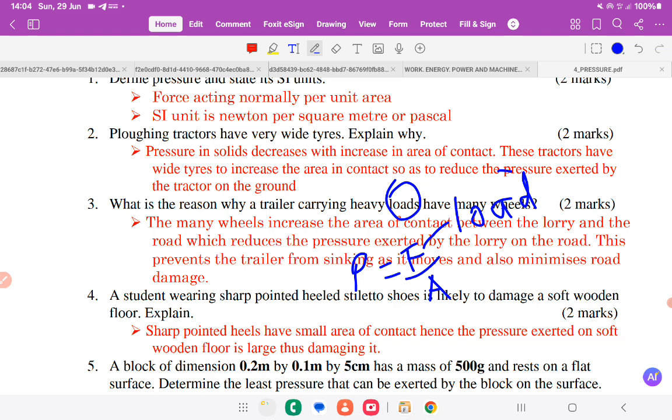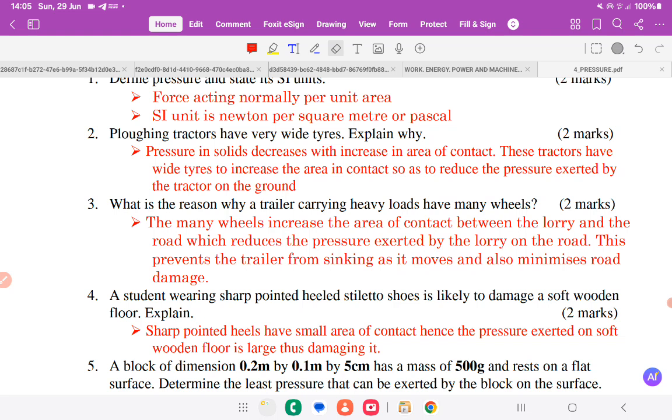So when the area is made large, which area are we talking about? We're talking about the area of contact between the tires and the ground or the road surface. Okay? So this must be made as large as possible, so that the pressure produced or the pressure of the truck or trailer on the ground is less. Okay, you can imagine if the pressure of the truck acting on the ground is very high, it means that the road is going to be damaged.